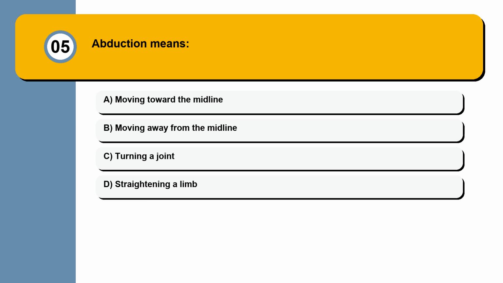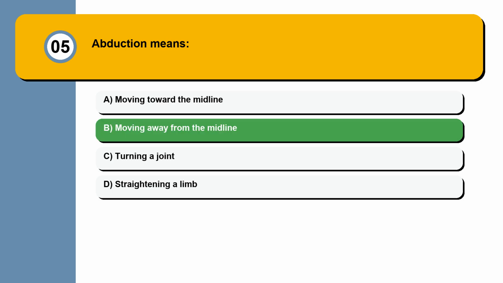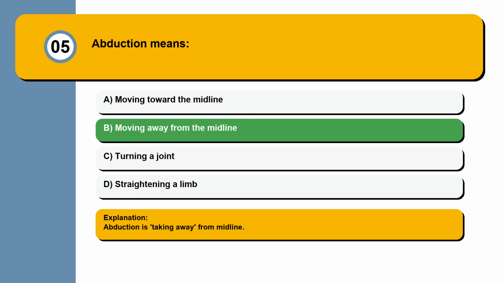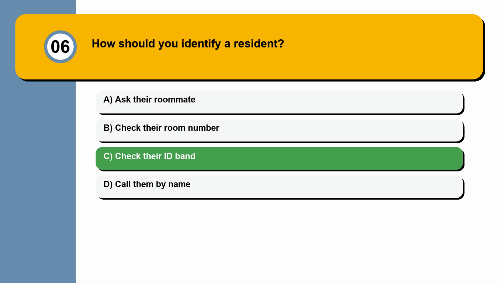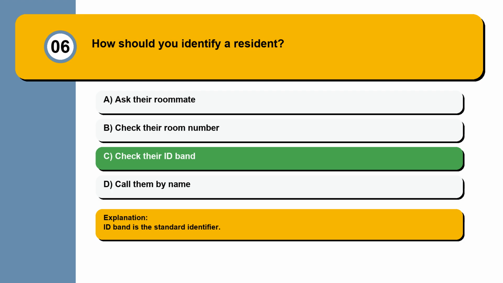Question 5. Abduction means moving toward the midline, moving away from the midline, turning a joint, straightening a limb. Abduction is taking away from midline. Question 6. How should you identify a resident? Ask their roommate. Check their room number. Check their ID band. Call them by name. ID band is the standard identifier.